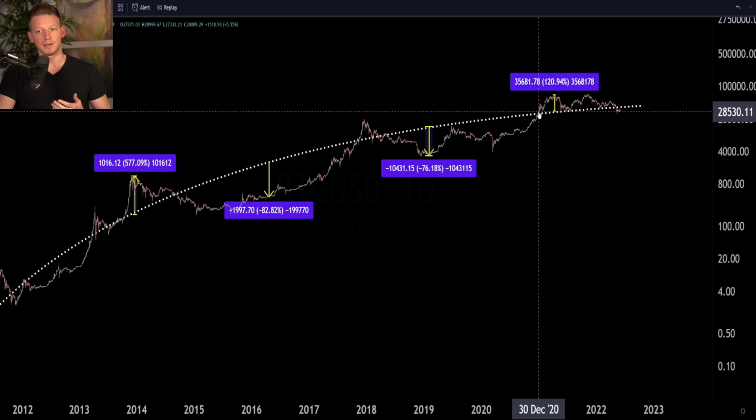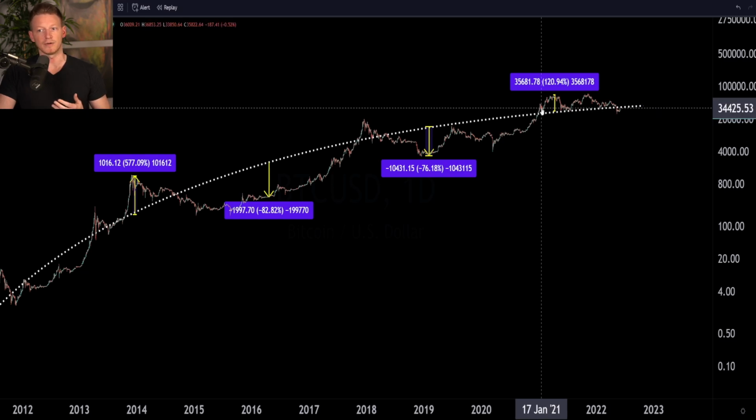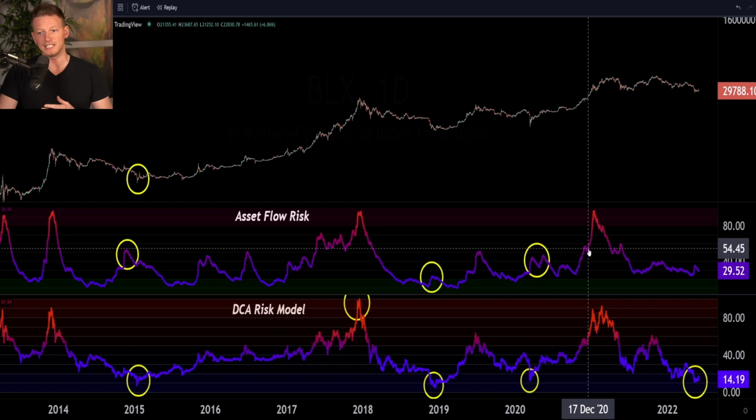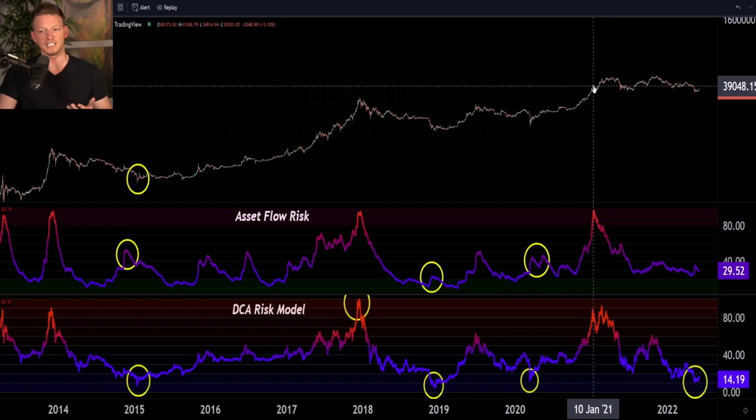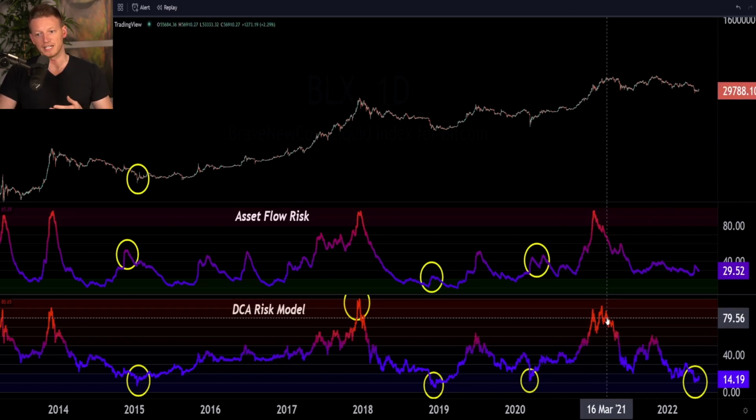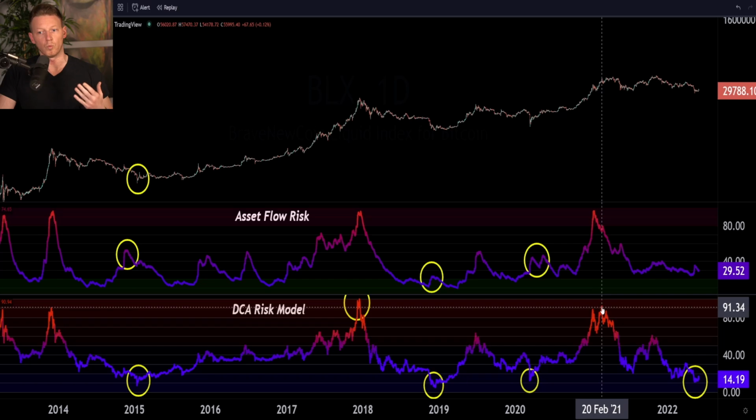So once we got above this level right here at around $30,000, you see that we reach our peak FOMO phase right here, right in January. And after that, it's all downhill from there. The risk model goes one more run and it gets up into the 90s. And from there, it sort of dumps off.